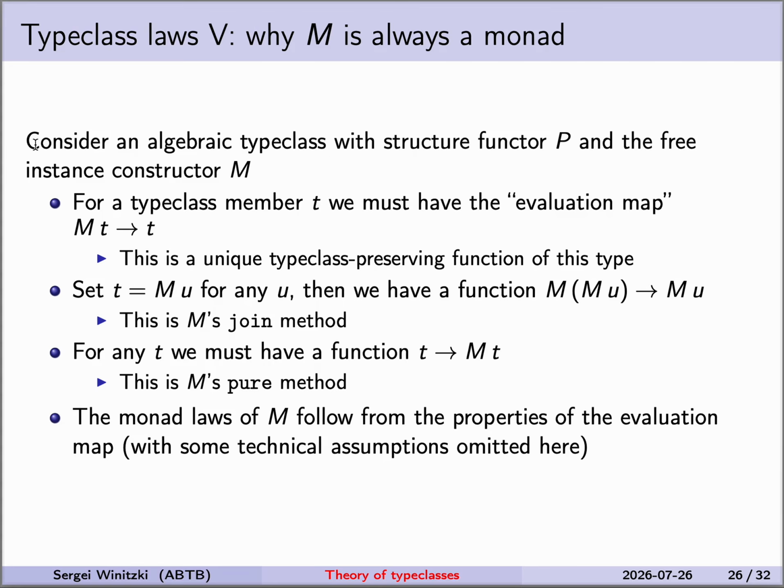So let's work with an algebraic type class that has a fixed structure functor P, and suppose we know what that free instance constructor must be. That's a monad M. Always a monad. So that's also actually a very elegant result, in my view, that this free type class instance constructor is always a monad. Like free monoid is list, and free semigroup is non-empty list, and free whatever is always a monad.